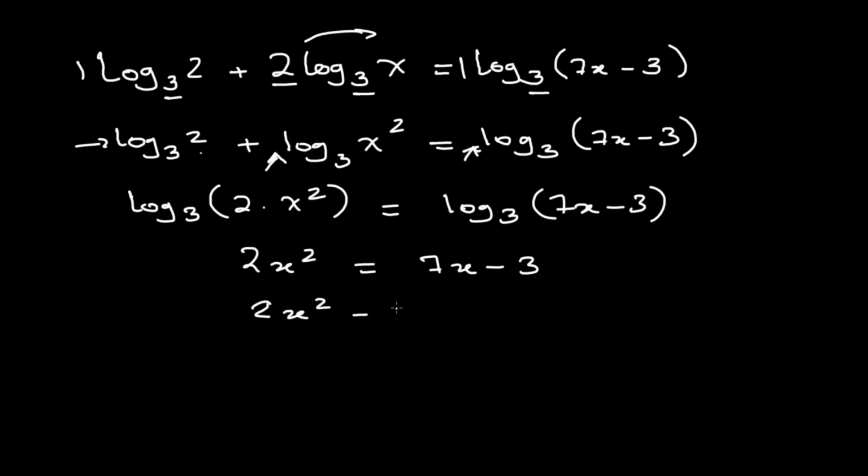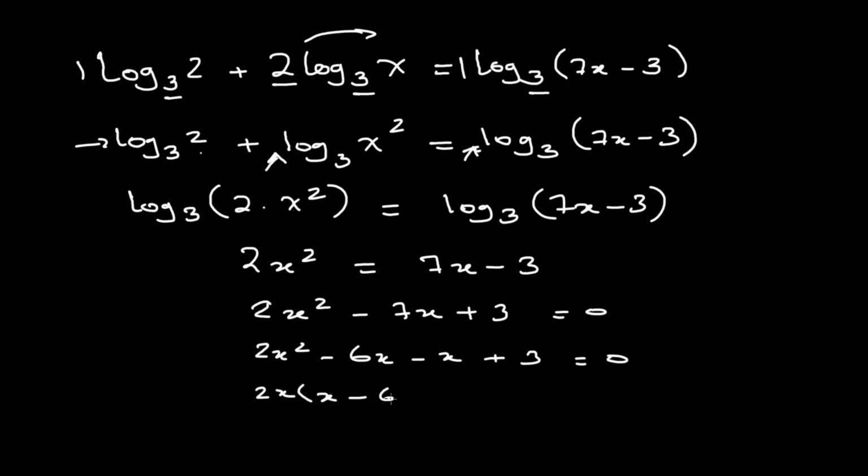So I put all the terms on one side is equal to 0. I can already see this is 6. To get to minus 7, I will need to have the product of 6, and I'll have a sum of 7, which means that I'll have something like 2x squared minus 6x minus x plus 3 equal to 0. So we can factor this out, and then we get 6.